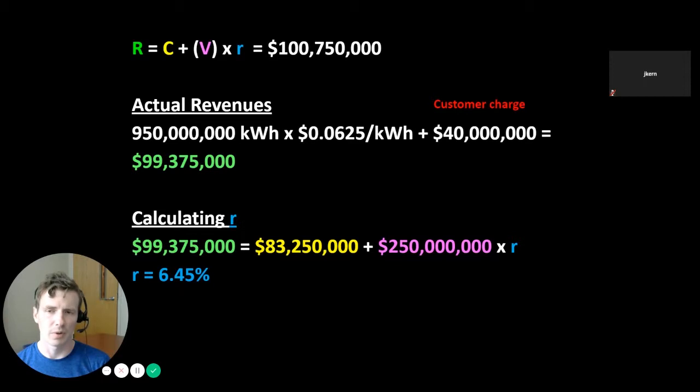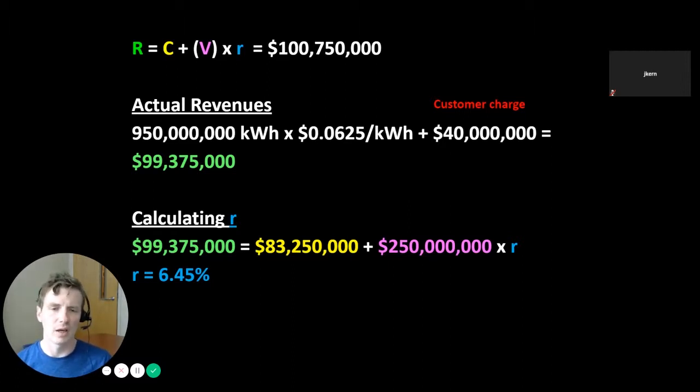So what we can do is plug in our actual revenues in the equation as big R, and our actual costs, so fixed plus variable costs of 83,250,000, and then we still have the same infrastructure value of 250 million, but now we're solving for little r, assuming that we know what the actual revenues are. And so if we solve for r, what we get is 6.45%. And so remember, this is lower than what the utility was legally able to get, right? So the target was 7% for shareholders.